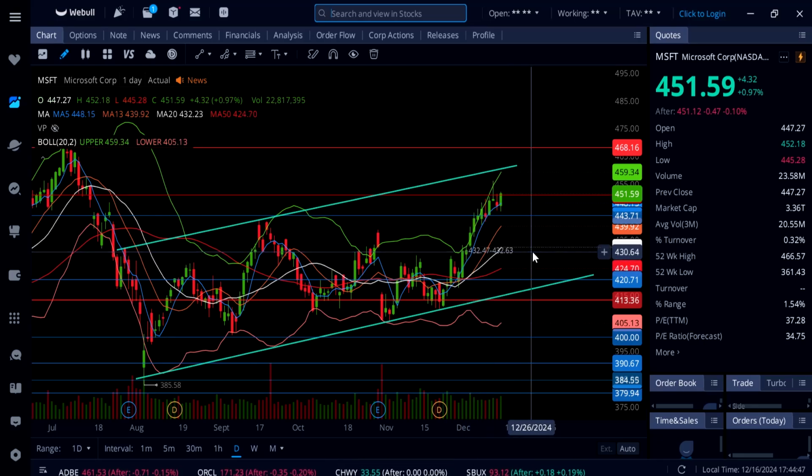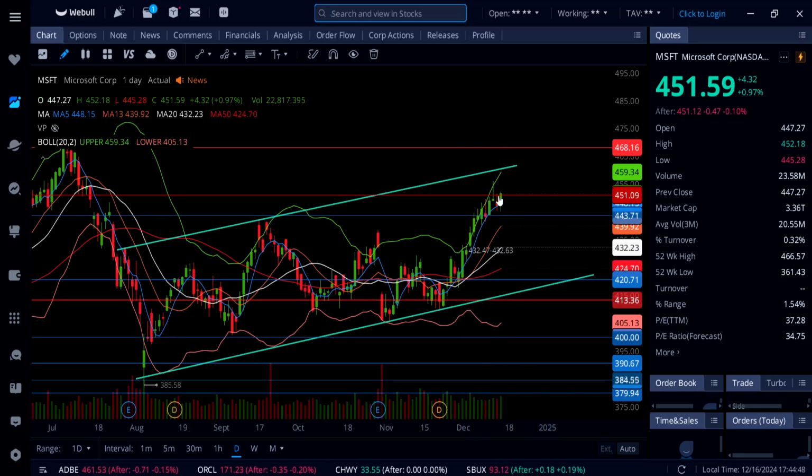To the upside, as long as it's over the 451 support, it can go up to 460 and possibly even retest and hit a brand new all-time high. That means getting over 468.